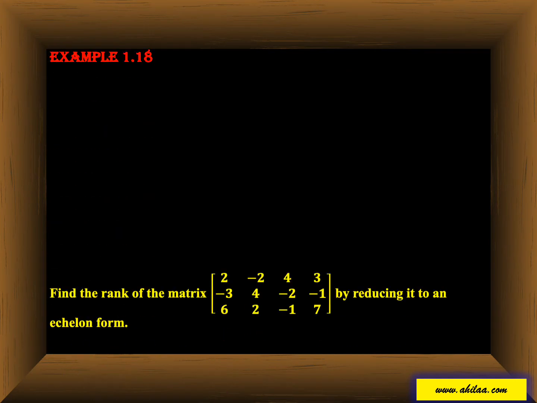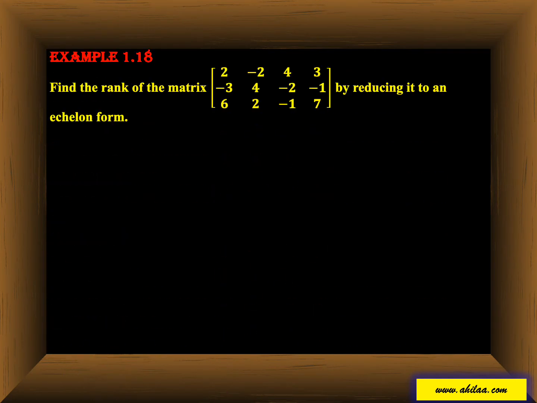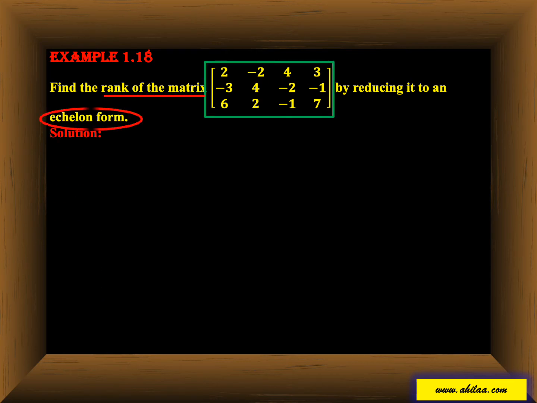Example 1.18. Find the rank of the matrix. A 3 by 4 matrix is given: 2, minus 2, 4, 3, minus 3, 4, minus 2, minus 1, 6, 2, minus 1, 7, by reducing it to an echelon form. I need to find the rank of the matrix by reducing it to echelon form. Let A be the given matrix.